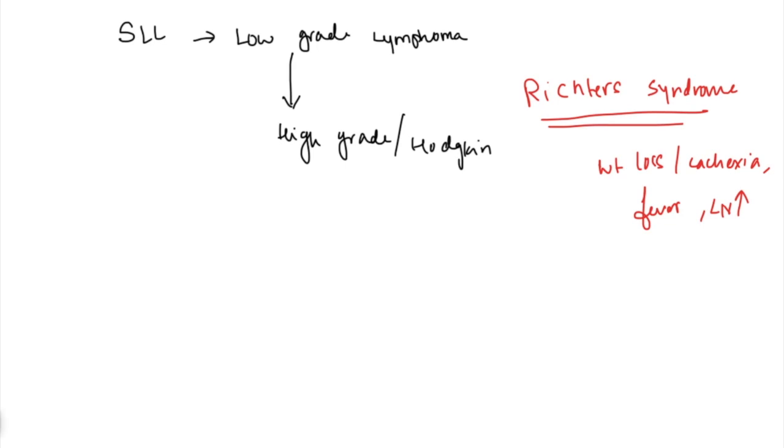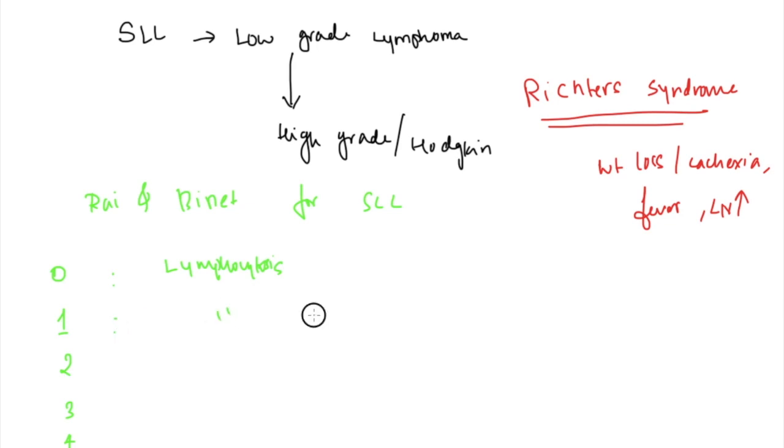Now, if we look at the staging, this is pretty easy to remember also. Rye and Bennett staging for SLL. First, we start with stage 0, 1, 2, 3, and 4. Stage 0 is just lymphocytosis. We have read that absolute lymphocyte count will increase to more than 5,000 per microliter. So that's the first stage, simple lymphocytosis.